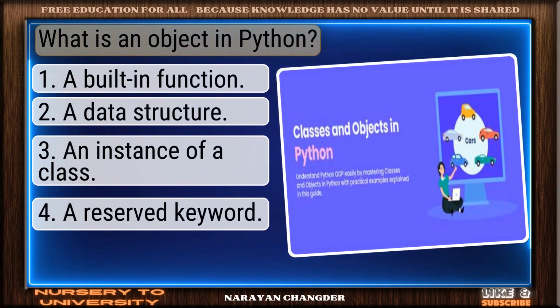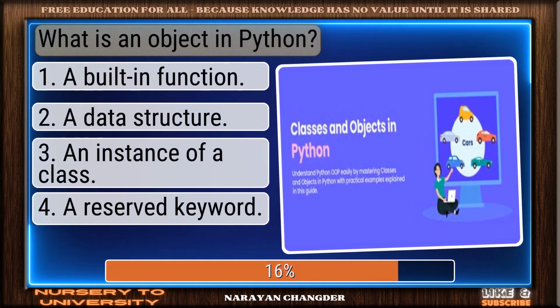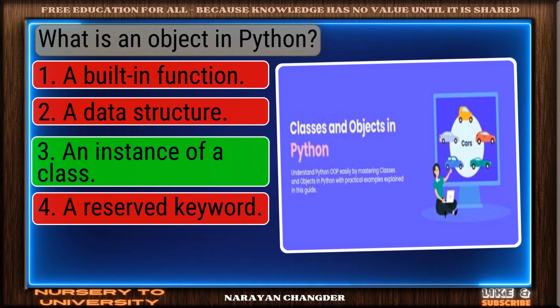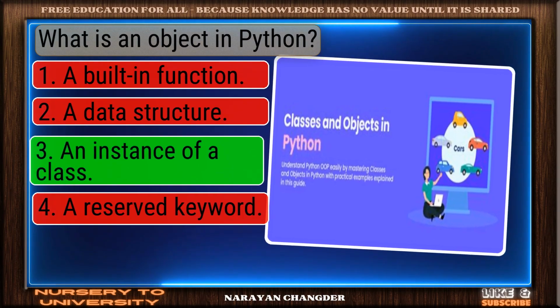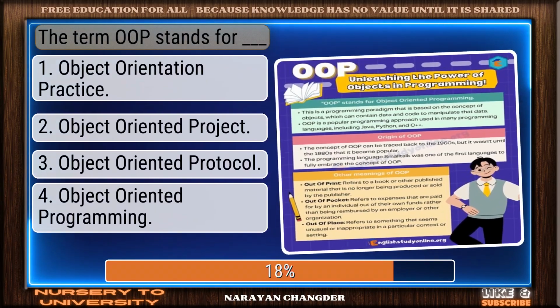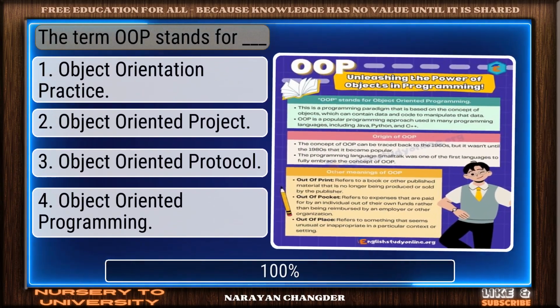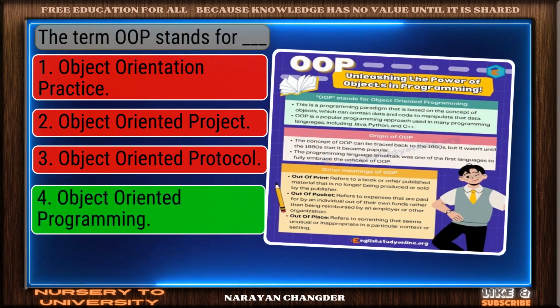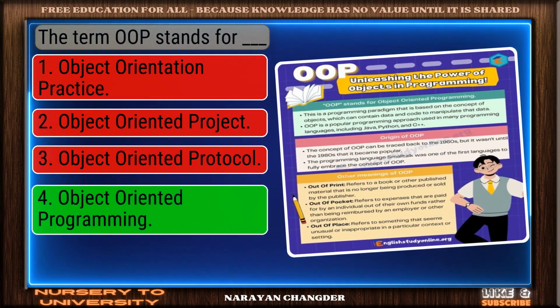Question number 68. What is an object in Python? Bravo. An instance of a class is the answer. Question number 69. The term OOP stands for dash. Nice selection. Object-oriented programming is the correct and valid answer.